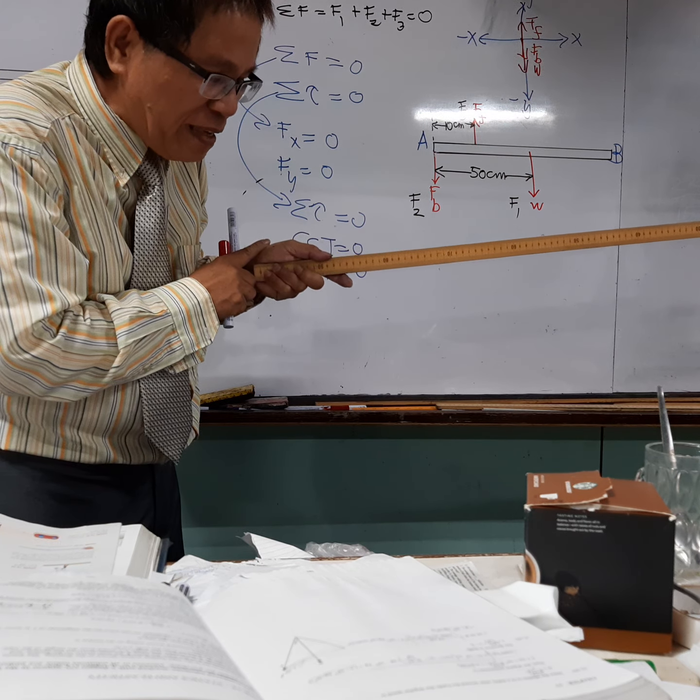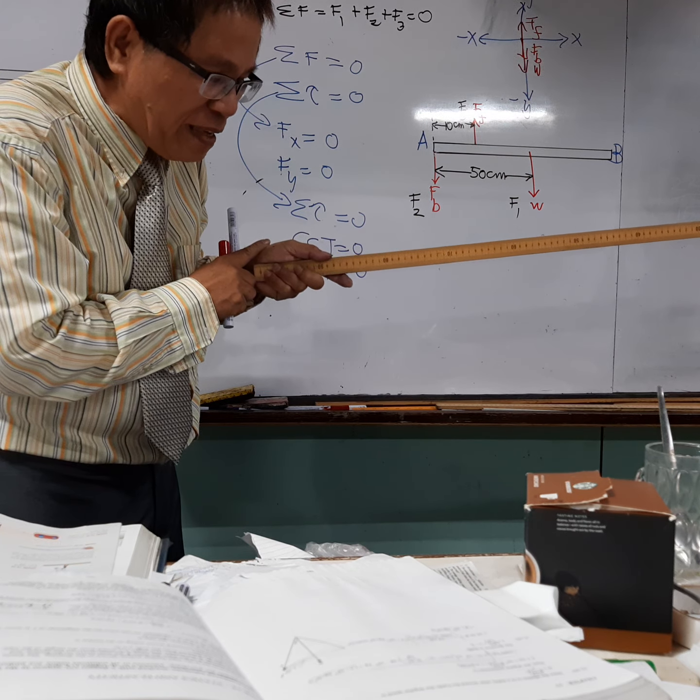Now, in torque, the formula of torque is equal to force times the moment arm, r sine theta. Our theta here is 90 degrees. In the case of the weight, the angle here is 270 degrees. Now, sine of 270 degrees, you have negative. That's why it is negative.